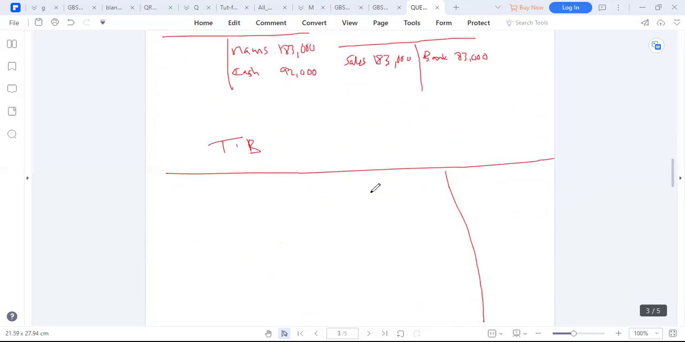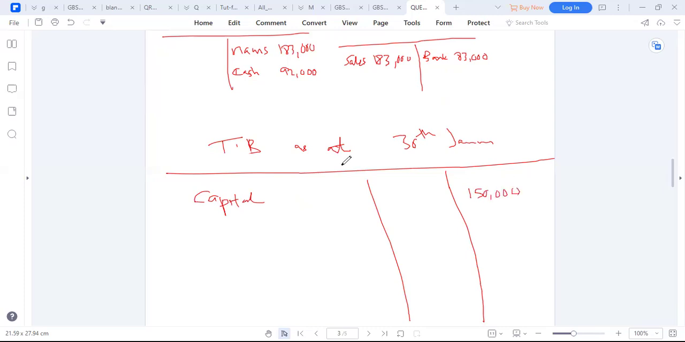A question: the statement we put on top there, where we say trial balance, is it supposed to be "as at" or "at the end of"? As at. It's only the income statement and the trading account which use "for the year ended". Yes. So 150,000.